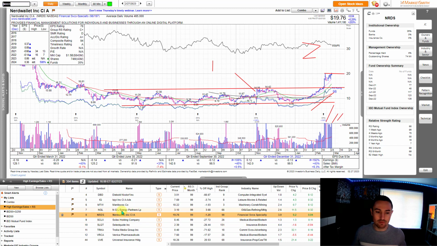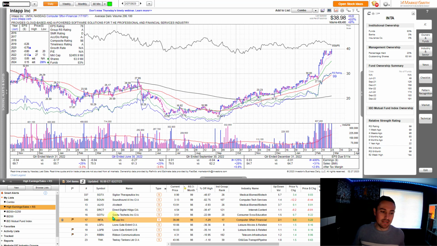I really like the scan. I run through this one a couple of times a week. Let me scroll down. Got a couple of others that I can show you as well.